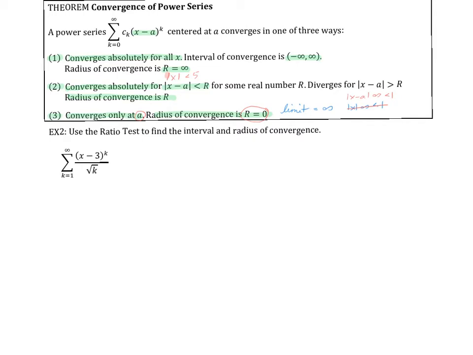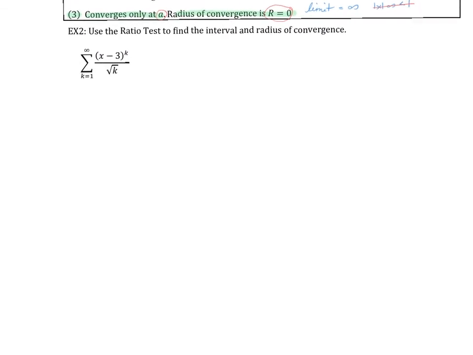Why don't we do another example? In example 2, we're actually told to use the ratio test to find the interval and the radius of convergence. Oftentimes you will be told which test to use. Because when I look at this series, my first instinct would be to probably use the root test because I see the exponent k. But it turns out that the ratio test would probably be more efficient, which is why it's included in the directions.